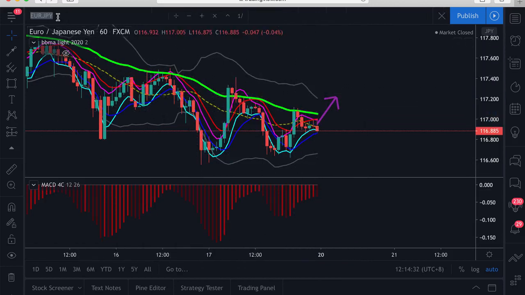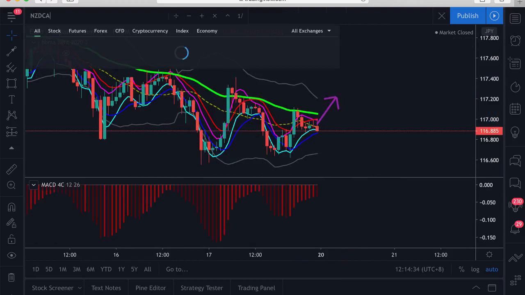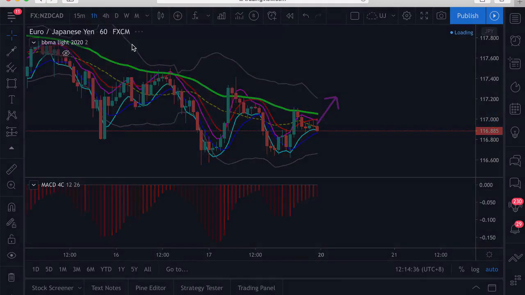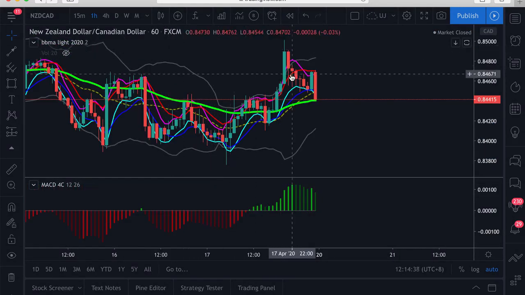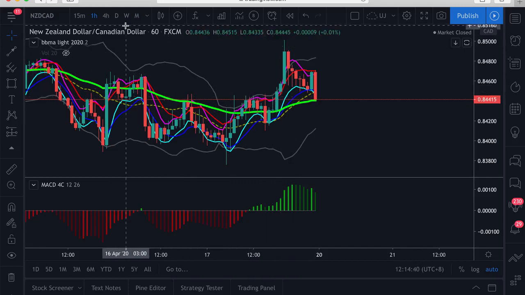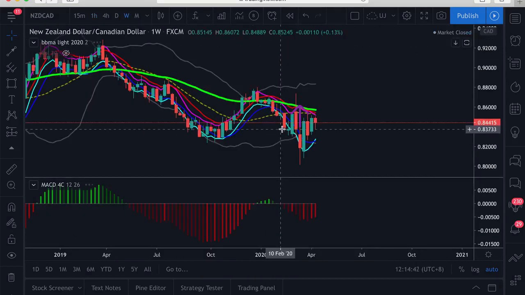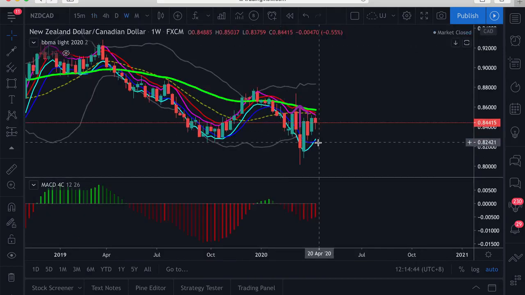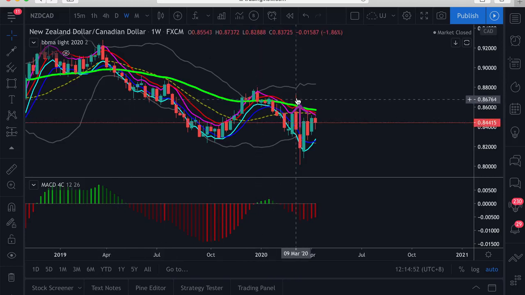Next pair, NZD CAD. Okay, if you wonder how I find all these pairs to decide to trade on, basically I try to minimize the correlation between the pairs. So if I already trade a lot of USD, I'll try to move away from USD currency.